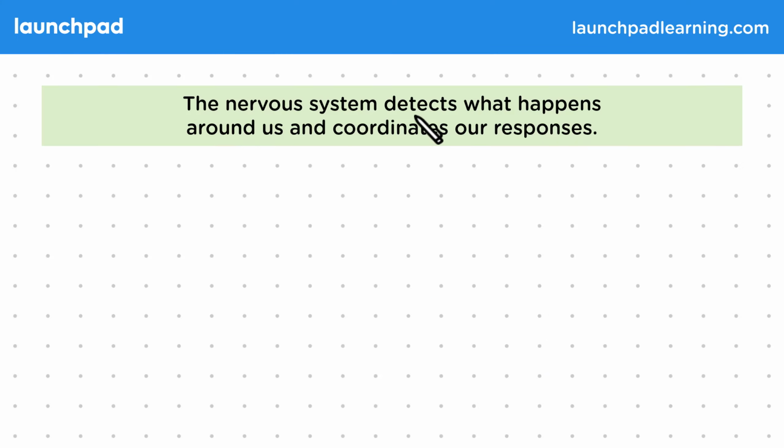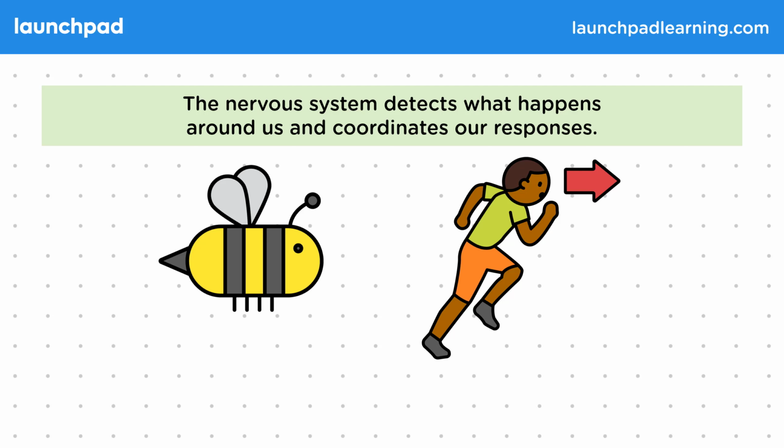The nervous system detects what happens around us and coordinates our responses. This includes responses to danger. For example, when we see a bee, we may move in the opposite direction. In this case, the bee is a stimulus, and a stimulus means a change in the environment.